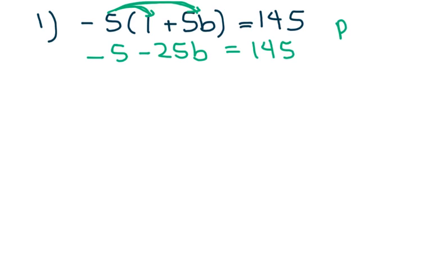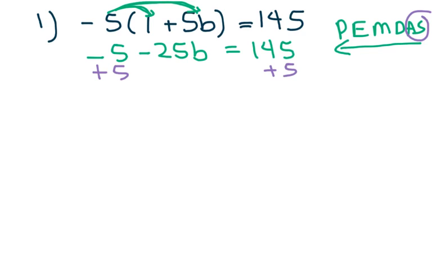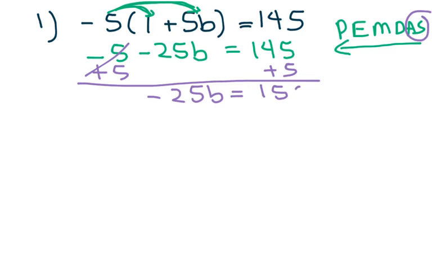Now at this stage, once the parentheses are gone, we're going to do the PEMDAS backwards. We already discussed this in a previous video. So we ask ourselves, is there anything we could add or subtract to both sides to help isolate the b? And we can. We can add the 5. So we add 5 to both sides. And then this zeroes out, that's the zero property, and we get negative 25b equals 150.